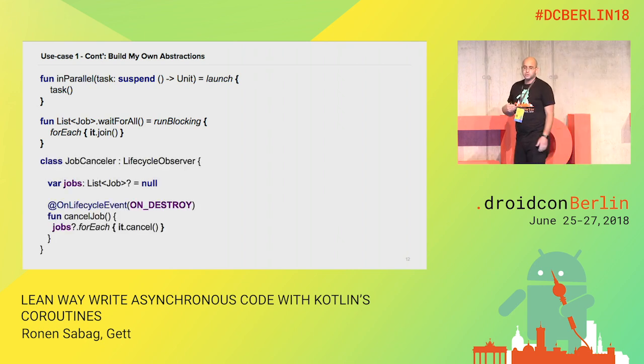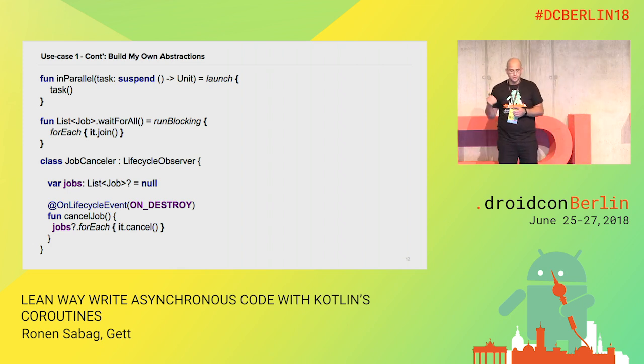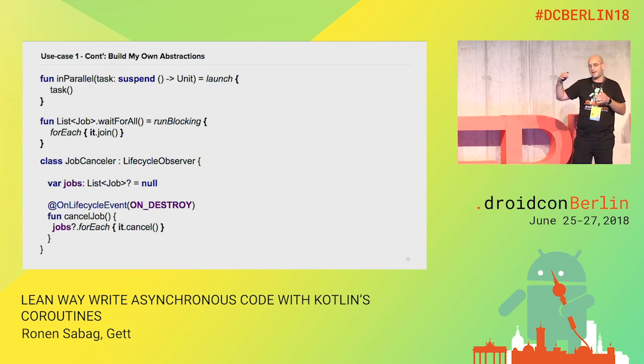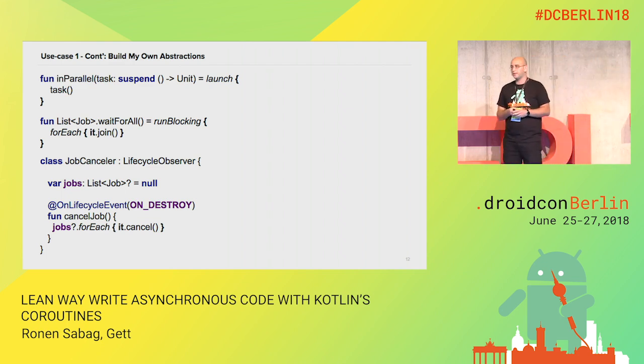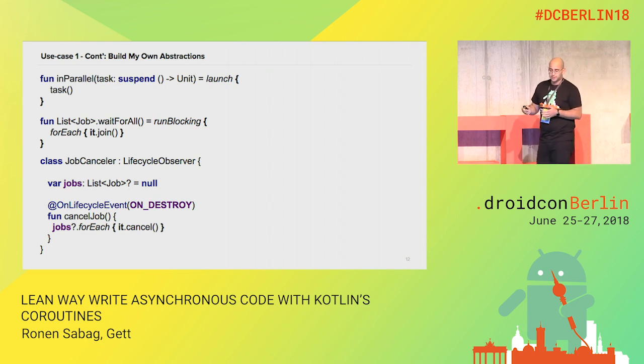And finally, I also want this task to be bound to some lifecycle. I can do it very easily by introducing something that I call JobCanceller, which is also a lifecycle observer. When I initialize this class, the JobCanceller, I can register it to some lifecycle owner, so it will be aware of the lifecycle. On destroy of this lifecycle, I will go over each one of the jobs in the list and cancel it. By that, it's going to be bound to the lifecycle.